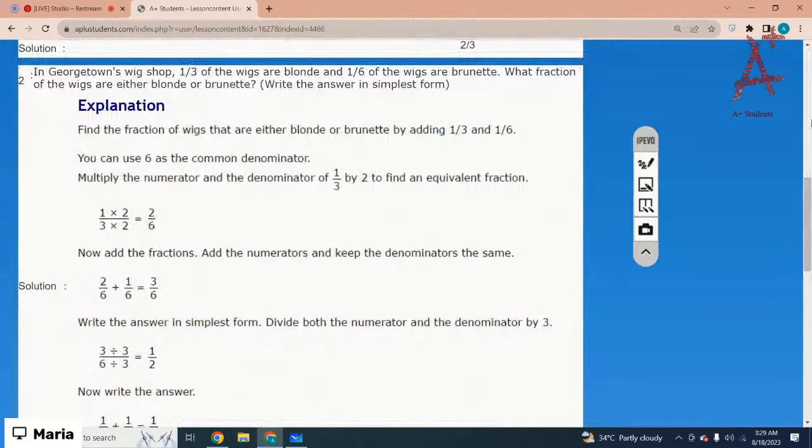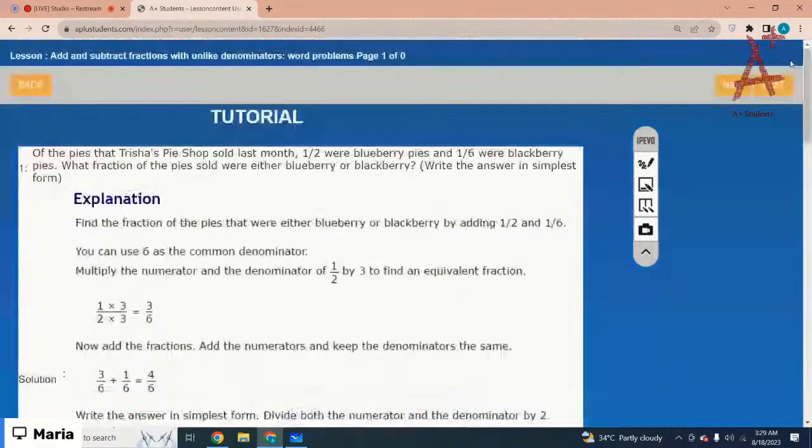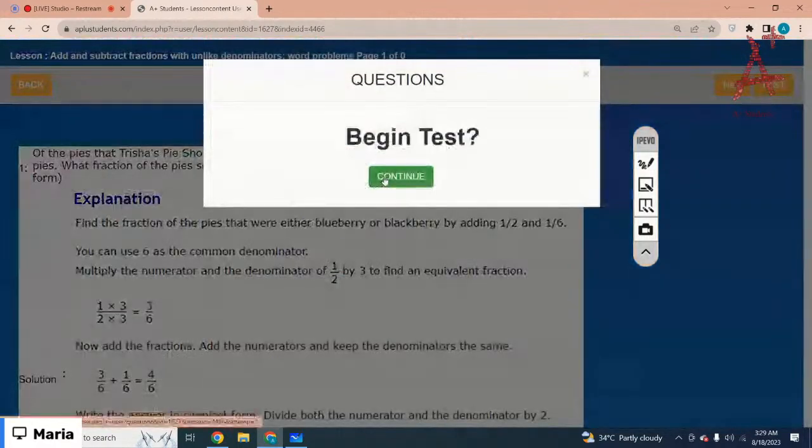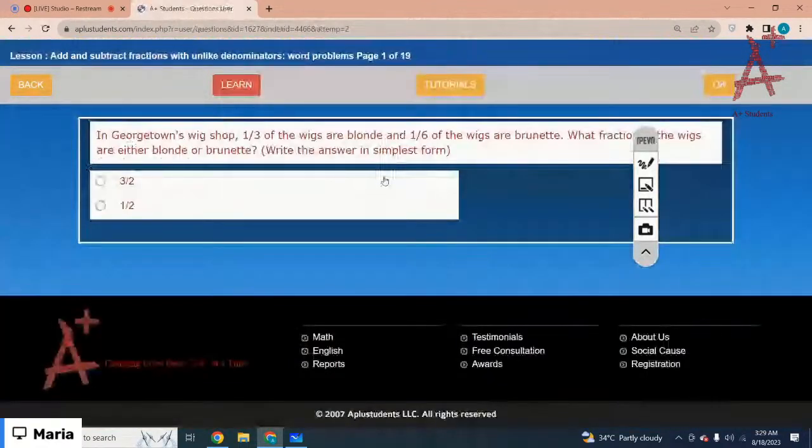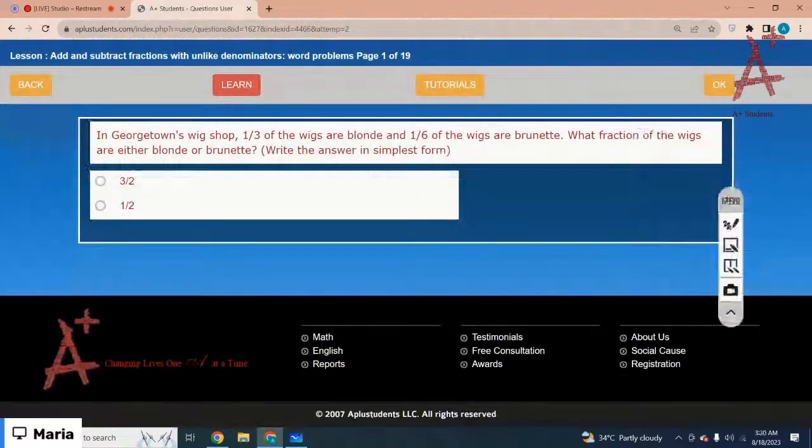Okay, let's just start with the practice questions. Okay, the first one is in Georgetown wig shop, one third of the wigs are blonde and one sixth of the wigs are brunette. What fraction of the wigs are either blonde or brunette? So you have to add 1 over 3 and 1 over 6.